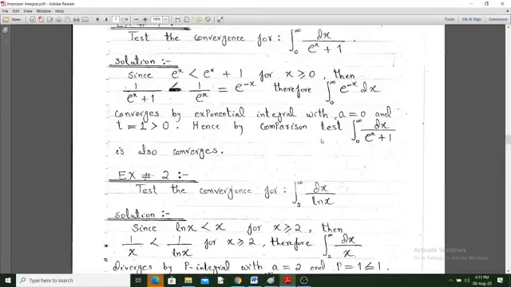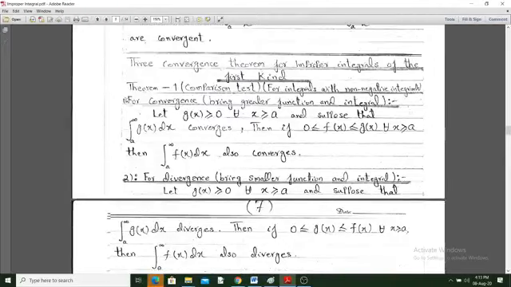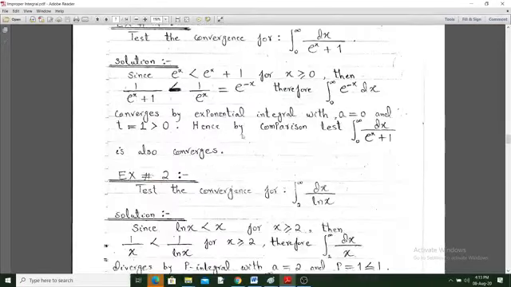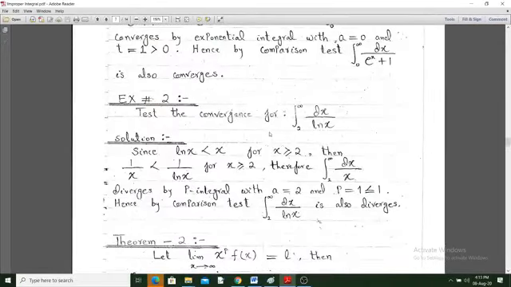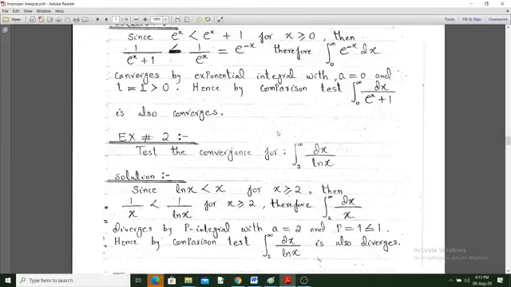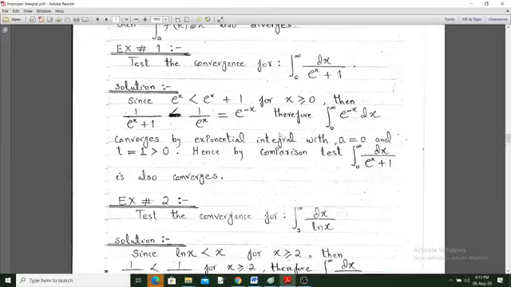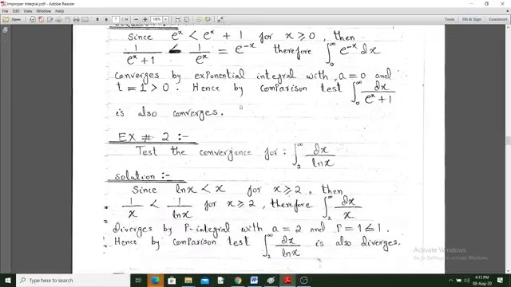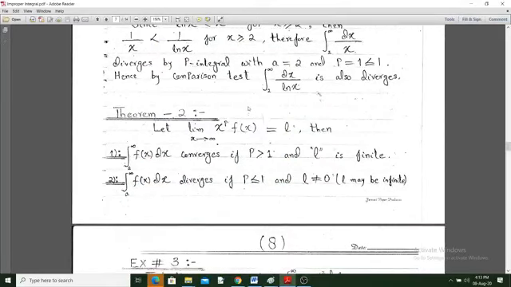So these are two examples related to the comparison test, and this may be a little difficult because there is no hard and fast way to make a smaller or greater function, but we solved two examples and you can build some intuition for how to create a smaller and greater function. And this is theorem number 2, and it is easy to check whether the given integral is convergent or divergent.